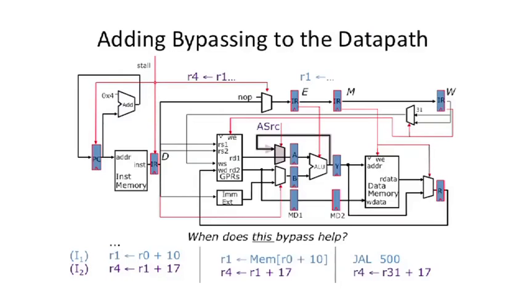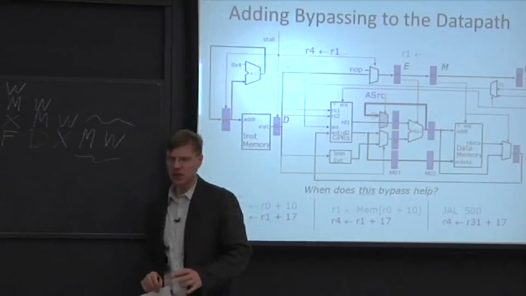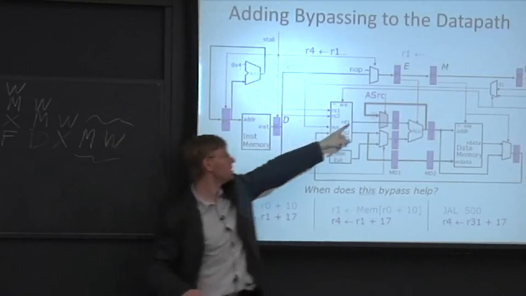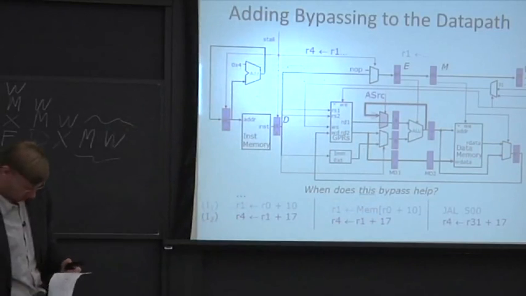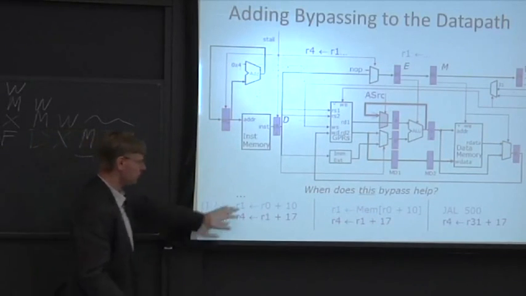OK, so quick quiz question here. Two other cases. We have a memory operation which writes register 1, and we have a jump and link, and then an add. Does this bypass right here help with these two cases? Well, we said it helped here.